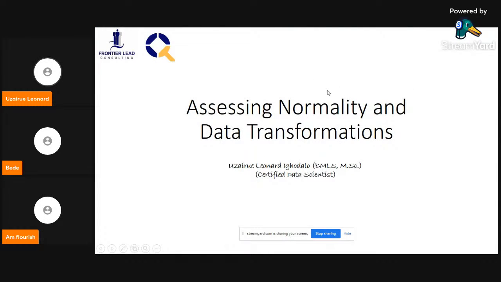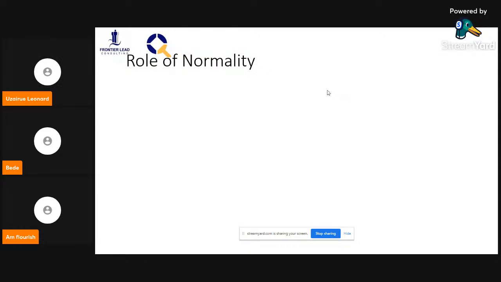Now, like I said, what we are going to be looking at today is assessing normality and transforming data. But basically, what we really mean there is the aspect of assessing normality. So now, we want to look at the role of normality test.